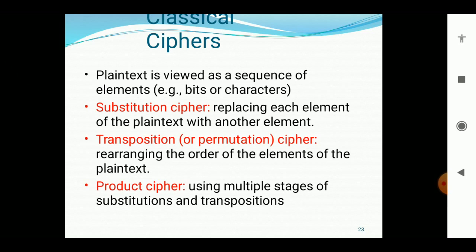These are the topics we discussed under the symmetric key, that is, the symmetric cipher model. And in our next video, we will discuss substitution techniques in detail.